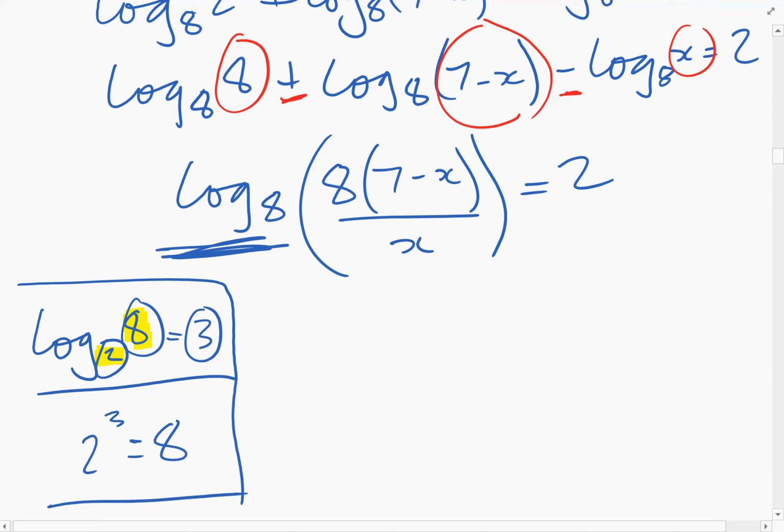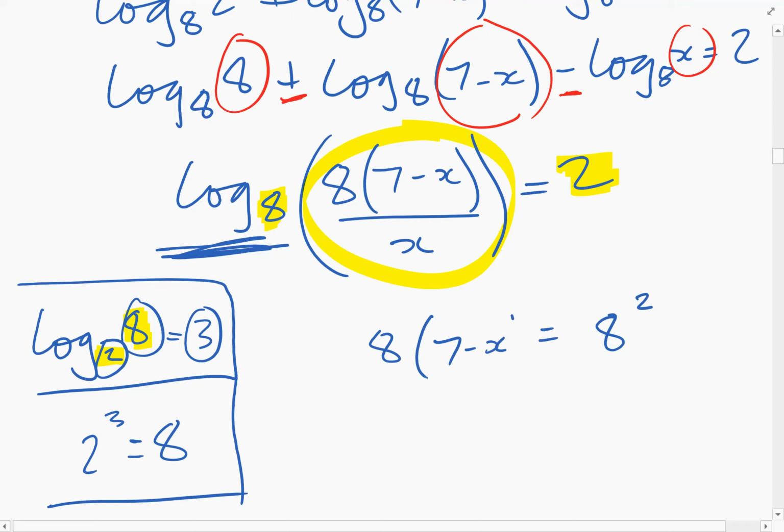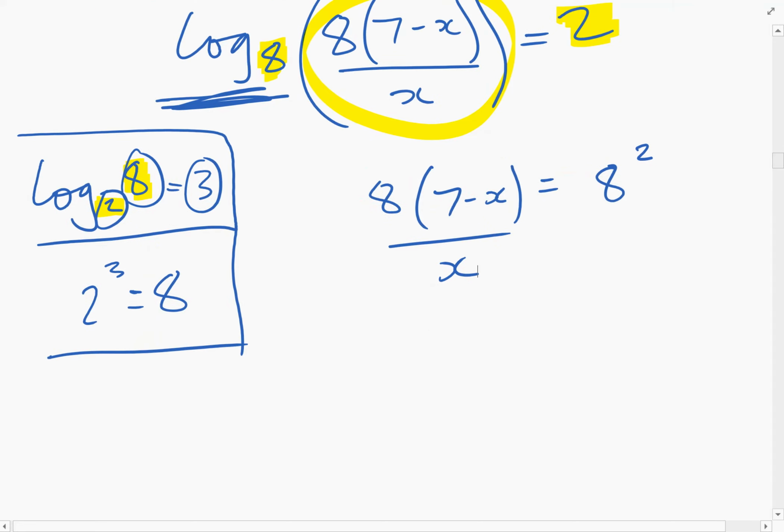Okay, so in the same way, this to the power of this will equal everything in here. So we can write that down, that 8 to the power of 2 will equal everything in the big bracket there, will equal 8(7 minus x) over x. So this is easy now to solve. We're going to get 64 on the right hand side. If we multiply both sides by x, we're going to get 8(7 minus x) equals 64x.